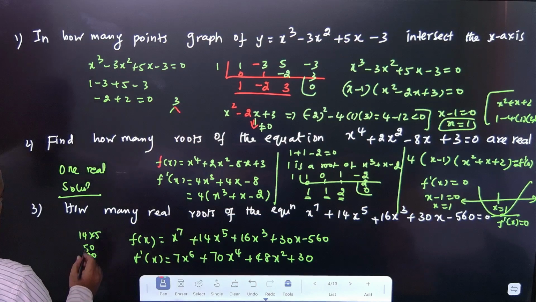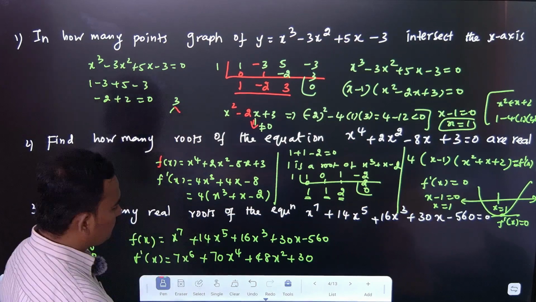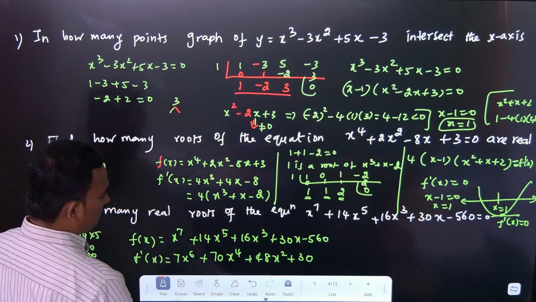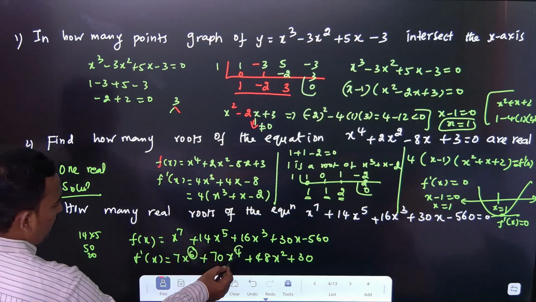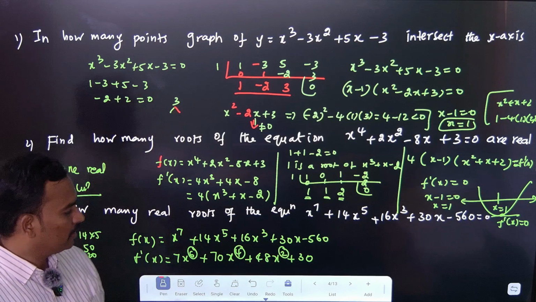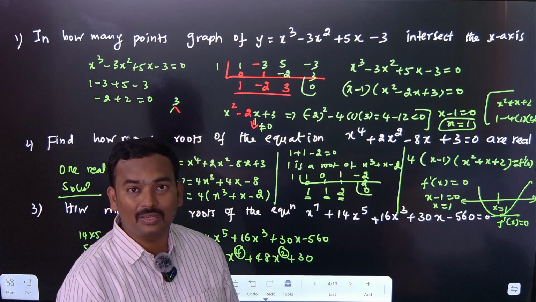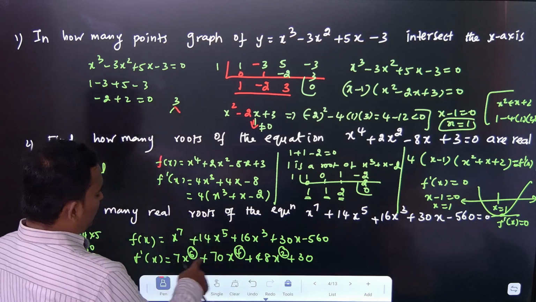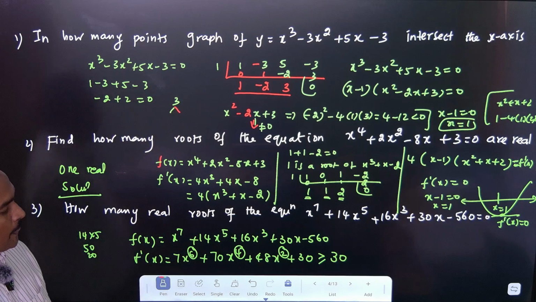14 into 5 here is 50. Yes, correct. This is your f dash of x. You can see, students, the power of each term is an even power. If you take any value, f dash of x is positive only. You can see the minimum value, put x is 0, it will be greater than or equal to 30 only possible. The whole function is completely increasing, right?